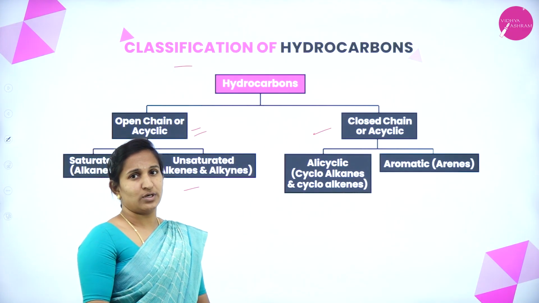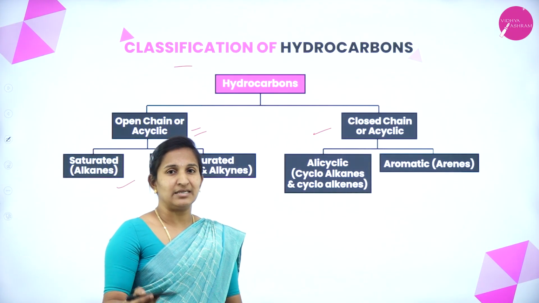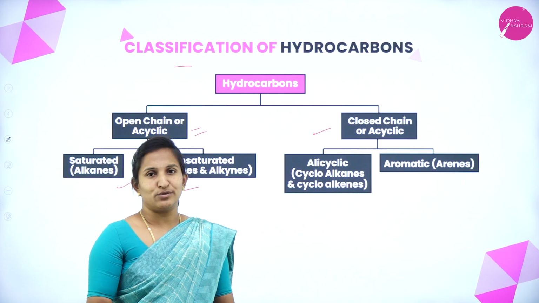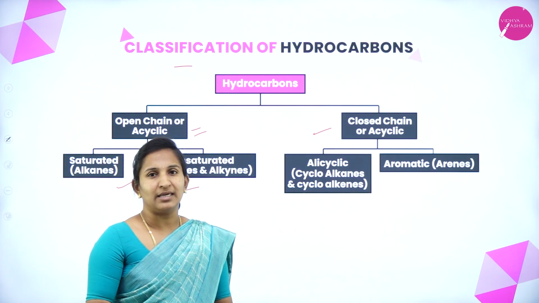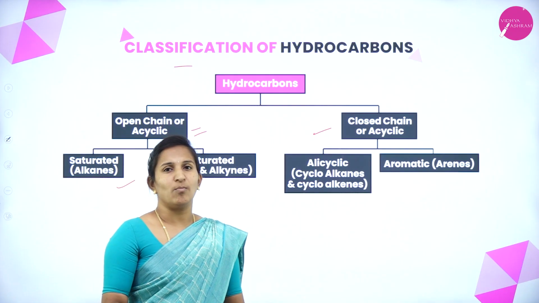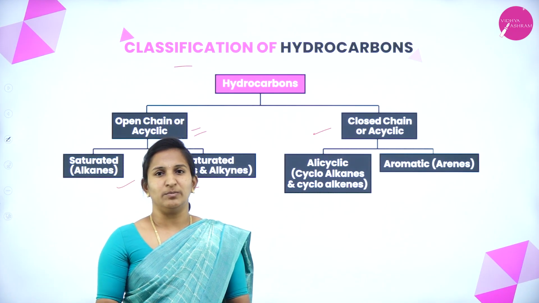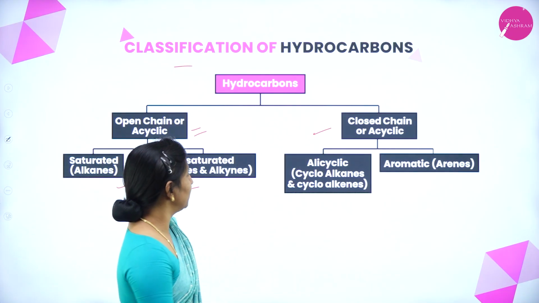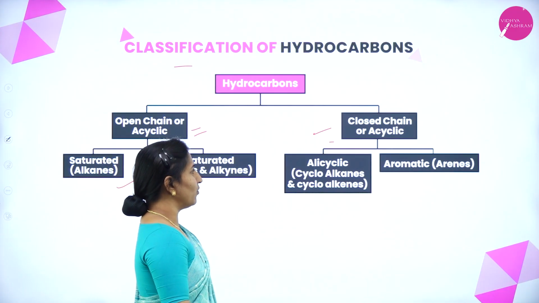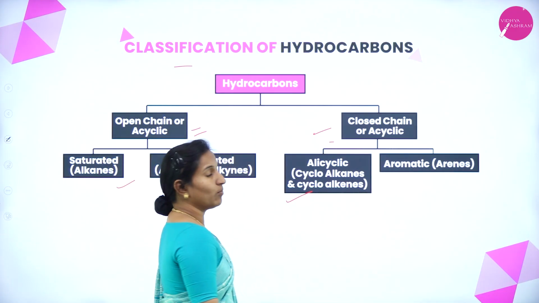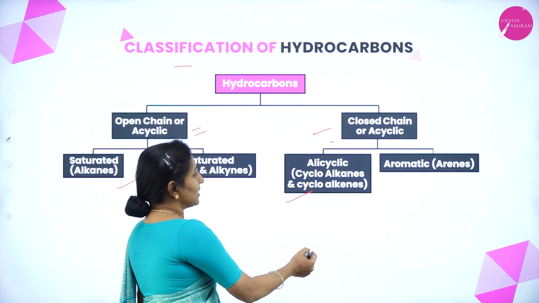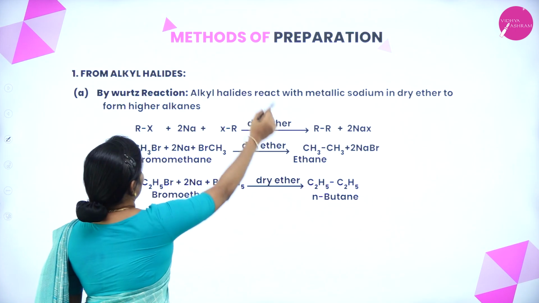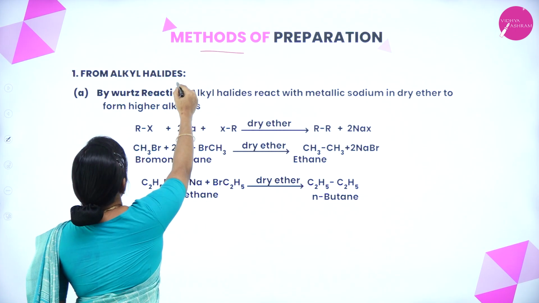In the case of saturated compounds, we have carbon-carbon only single bonds, that is alkanes. In the unsaturated hydrocarbons, we have two kinds of carbon compounds, that is alkenes and alkynes. Alkenes are the compounds containing carbon-carbon double bond, and alkynes are the compounds containing carbon-carbon triple bond. Closed chain compounds are further classified into alicyclic compounds, that is cycloalkanes or cycloalkenes, and aromatic compounds, that is arenes. Methods of preparation from alkyl halides.